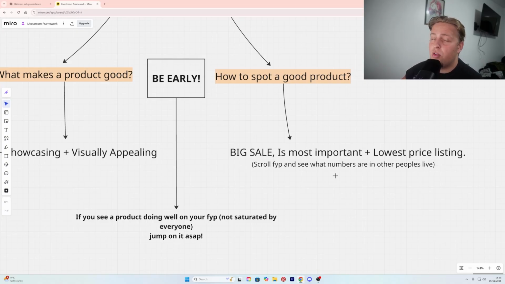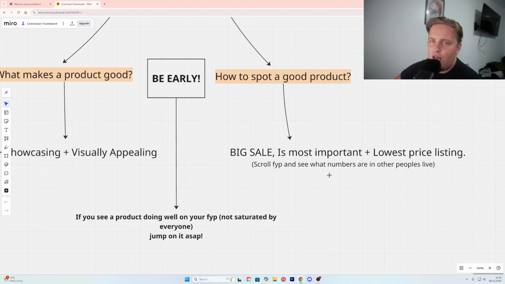And like I said, if you want to, just message me, send me a screenshot and say, Roman, is this a good product for lives? Just ask me. But yeah, if you see it, be early, get on the opportunity, buy the product, go on Amazon, next day delivery, get it sent in and jump on live. Yes, it may not go really well straight away, but build it up.